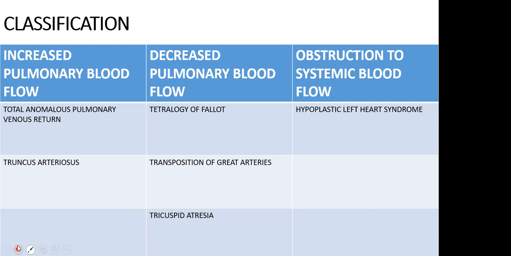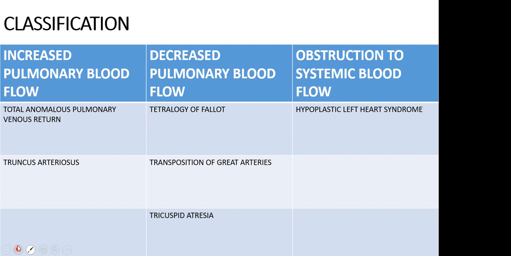Then for decreased pulmonary blood flow, we all know that in tetralogy of Fallot, we have a component called pulmonary stenosis. Because there's a stenosed valve at the pulmonary level, there's reduced pulmonary blood flow to the lungs. That's what brings about the decreased pulmonary blood flow. The same thing occurs with transposition of great arteries and tricuspid atresia, because in tricuspid atresia, there's total occlusion of the tricuspid valve, so blood doesn't get into the right ventricle and then into the pulmonary circulation. So this is the classification of lesions placed under decreased pulmonary blood flow.